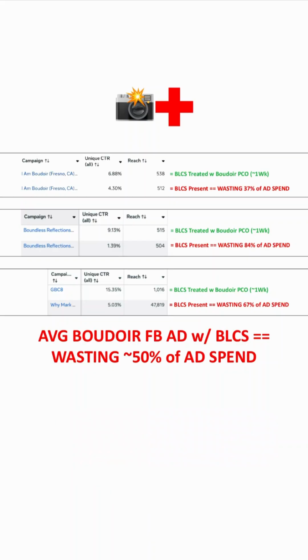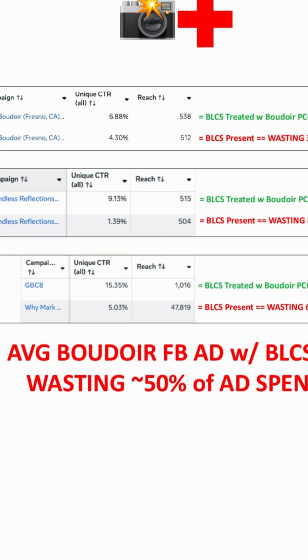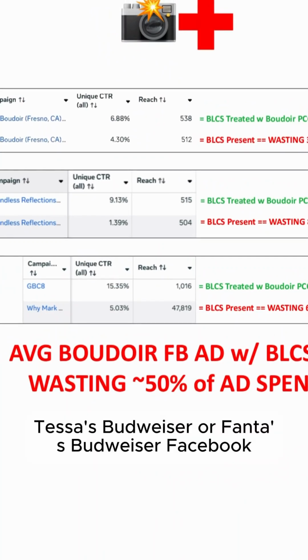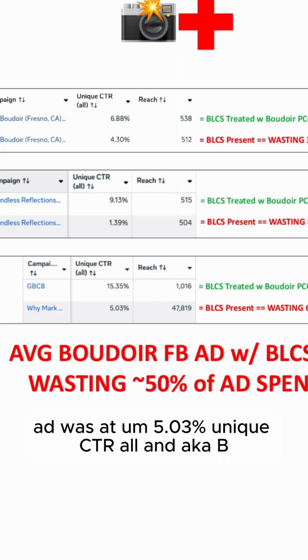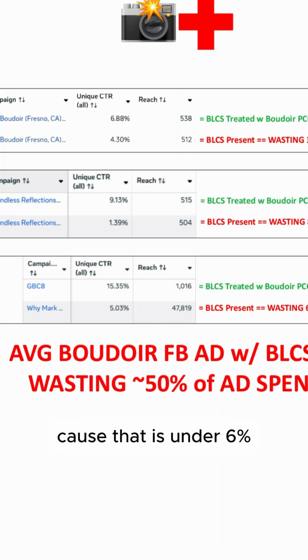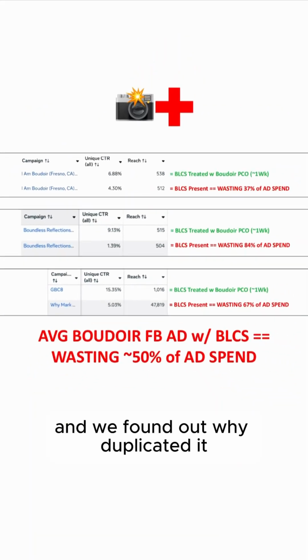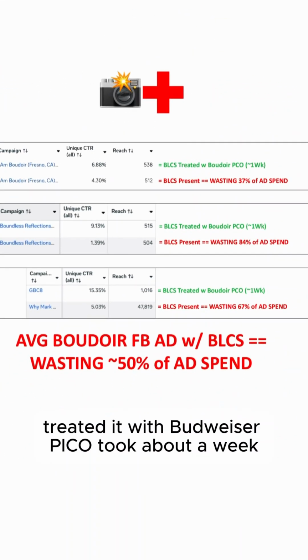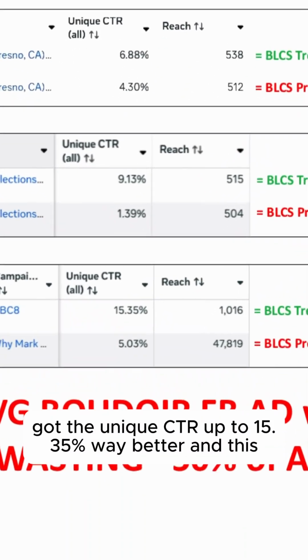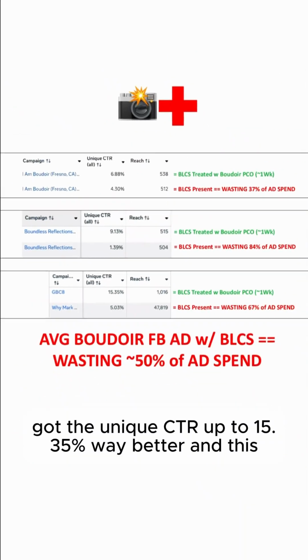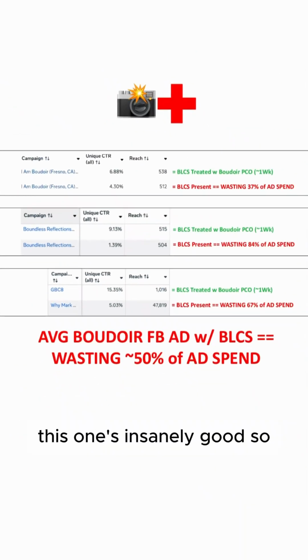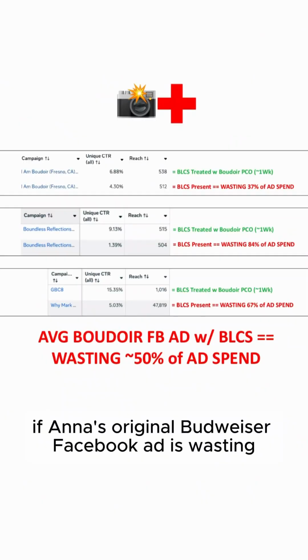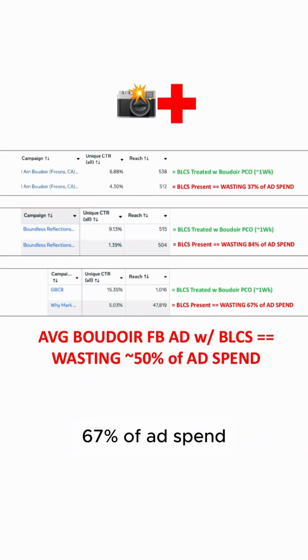Finally, had a patient test his Boudoir Facebook ad, and found out it was at 5.03% unique CTR all, aka BLCS was present, because that is under 6%. And I duplicated it, treated it with Boudoir PCO, took about a week, got the unique CTR all up to 15.35%, way better. And this one's insanely good. So we found his original Boudoir Facebook ad is wasting 67% of ad spend.